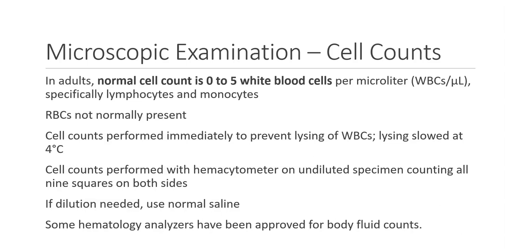The cell counts are performed with a hemocytometer on undiluted specimen, counting all 9 squares on both sides. If there are too many cells, then a dilution would need to be performed using normal saline. Some hematology analyzers have been approved for body fluid counts, and these are found in your larger medical centers that have the money to pay for the advanced technology in the machine.